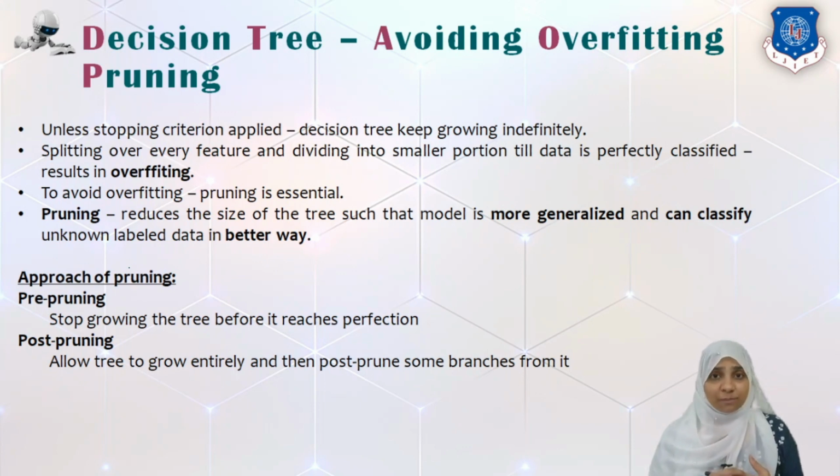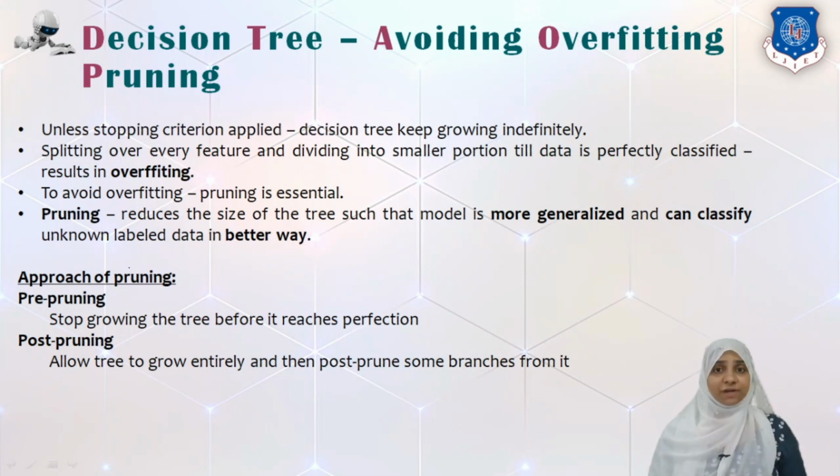So it is important to avoid overfitting of decision tree, and avoiding overfitting is done with the help of a process called pruning a decision tree. Pruning reduces the size of the decision tree so that our decision tree model is more generalized, and it will classify your data set with labels in a better way. So your predictions will be more accurate.